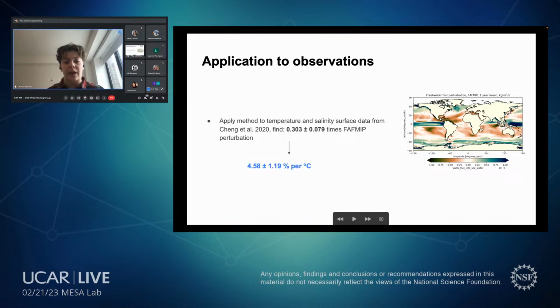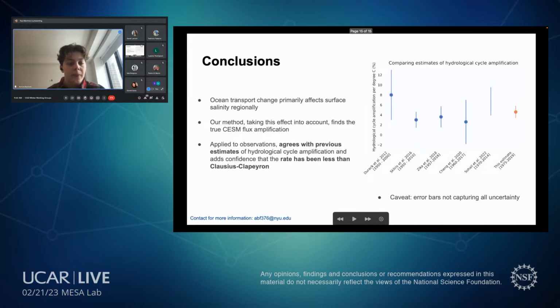So we find an amplification in terms of the FAFMIT perturbation of about 0.3, which is similar to the CESM ensemble mean. And we convert this to a percentage amplification per degree Celsius and end up with around 4.58 plus or minus some error. Next slide. Great. So that 4.58 number is the orange dot on the plot on the right that I also showed at the beginning.